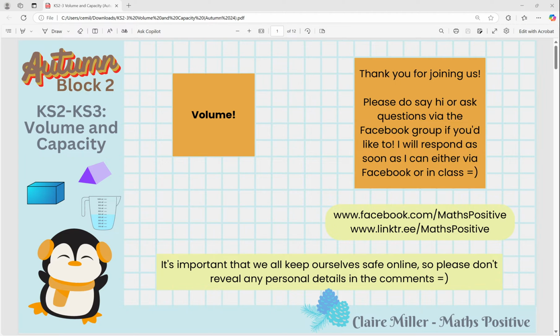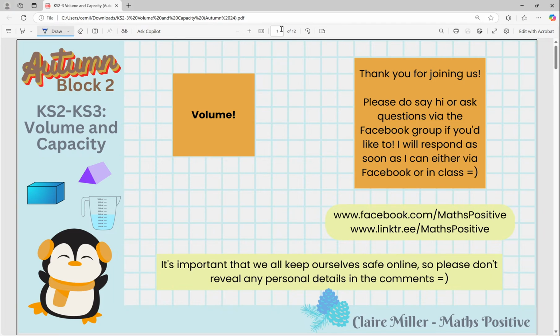So today we're going to be doing a few of the basic ideas about volume, right? What it is, how we might measure it, and how we might find the volume of a cube or cuboid. So let's get started.